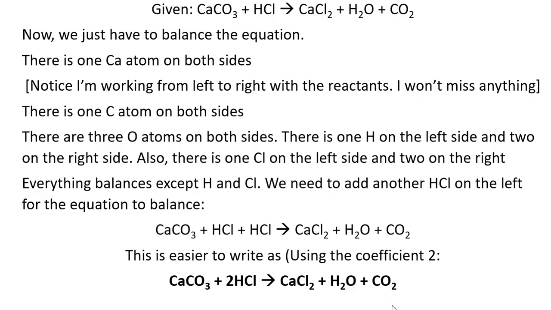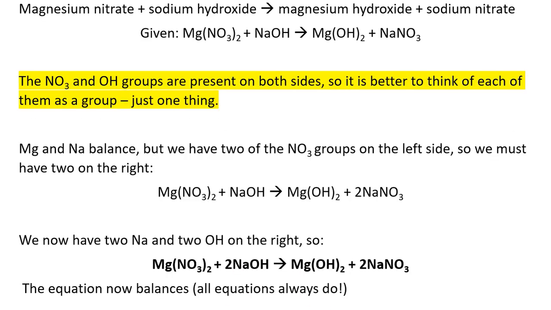I've got 2 in CO2. 3 altogether. That works. I've got 2 HCl, which means I've got 2 H's. I've got H2O. That's 2 again. That works. 2 HCl also means 2 Cl, and I've got 2 in CaCl2. We're balanced. We're done.